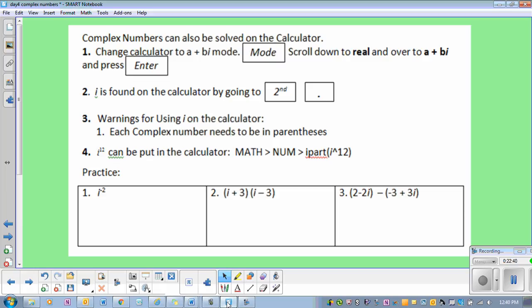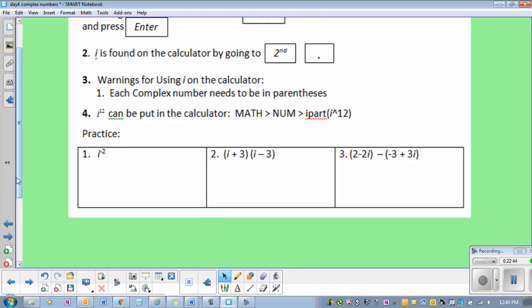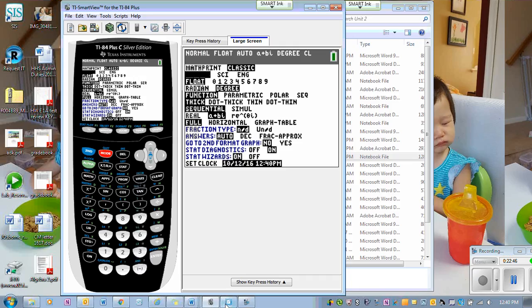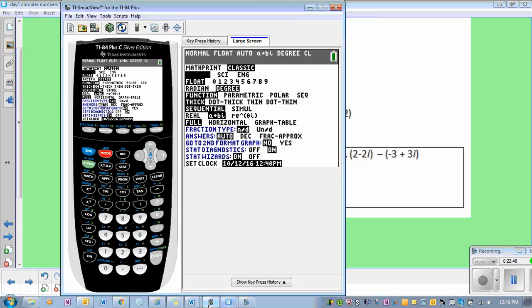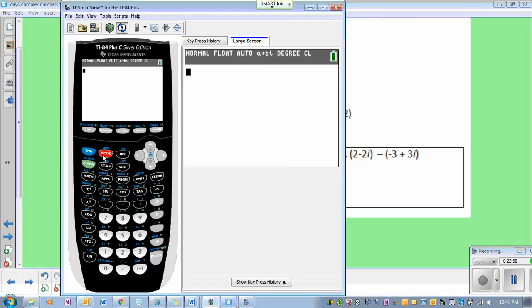So i is found on the calculator by going to second decimal. So do that. Go to second decimal. Do you see i? You know where the decimal is?